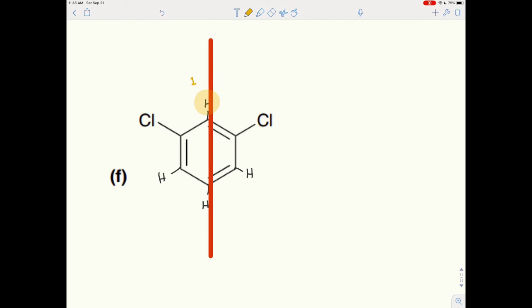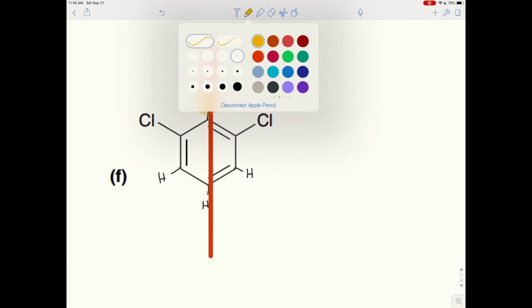So that's our first signal. Now notice, we don't have a horizontal plane of symmetry. What's on the top of that wouldn't be on the bottom. So that means that this hydrogen at the top here is different from the one down there. It's in a different electronic environment.